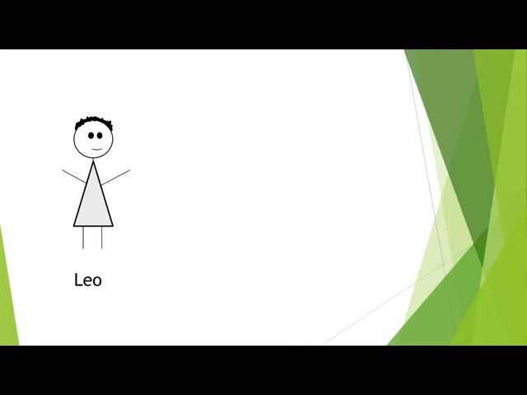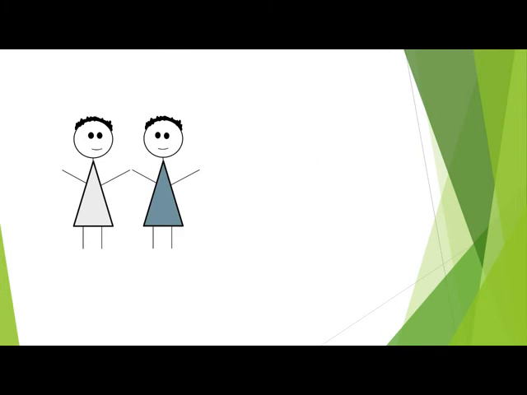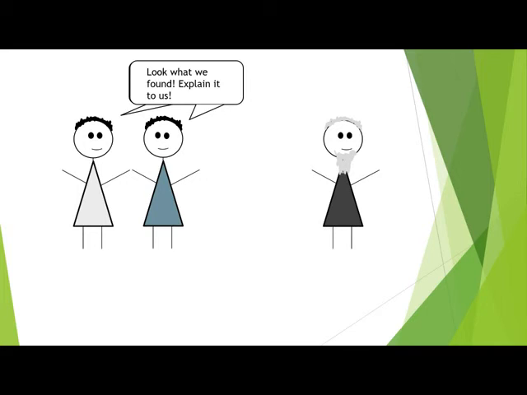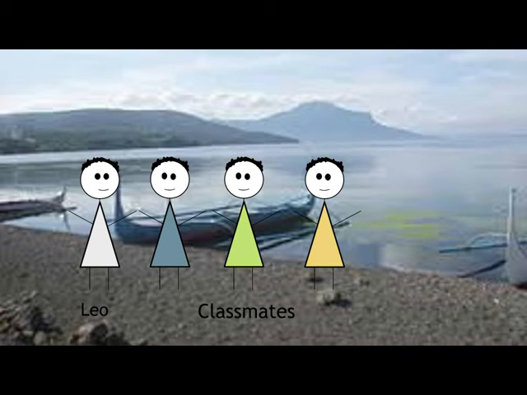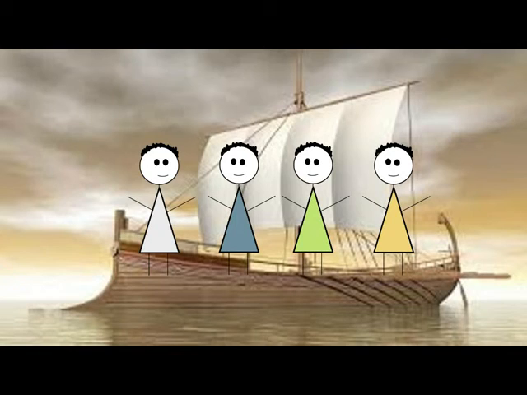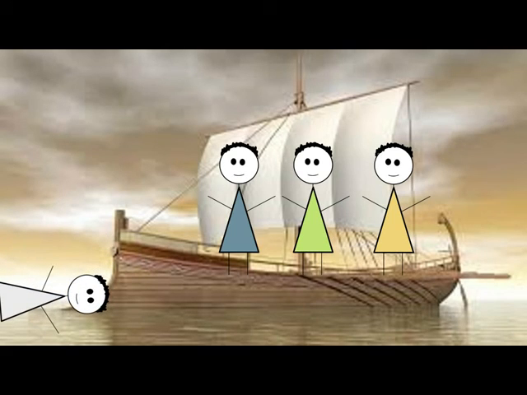So Leo came to this result. He went to his classmate and said, "We've got it all wrong." His classmate wasn't really sure how to respond to this, so they went to their professor and showed him their work. After some thought, the professor suggested that they all go fishing. So Leo and his classmates got in a boat and went out on the sea to fish. Now this was when Leo's classmates grabbed him and threw him overboard, where he drowned.